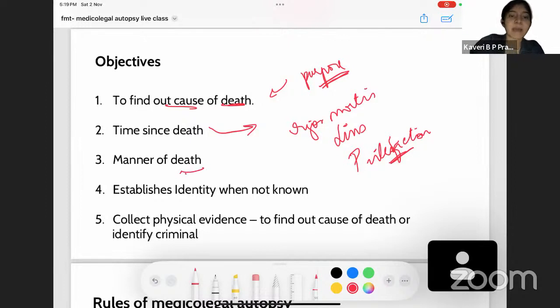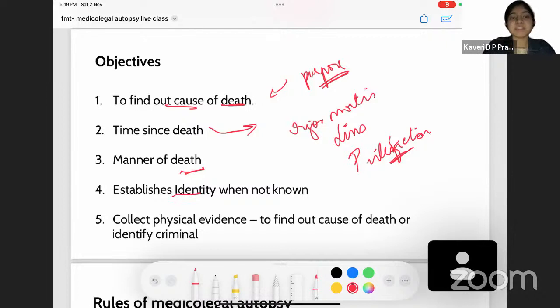You can also find out the manner of death. For example, if there is an injury, and then there is a long perforation, you can think that maybe the person was stabbed by a knife. Or if there is an entry wound of a bullet where there is singeing and blackening present, you might think that it is a firearm injury.